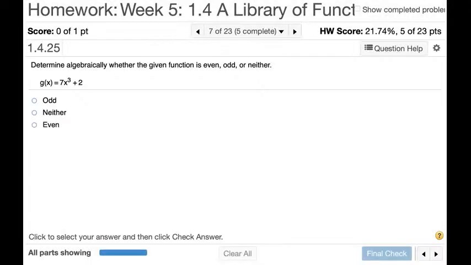Okay, now we want to do a test for symmetry. We want to algebraically test whether the function is even, odd, or neither. Okay, so let's see. This is question number 7 from this section. It comes from 1-4 question 25. We're going to say even, odd, or neither, question mark, right? And then we got this g of x equals 7x cubed plus 2.